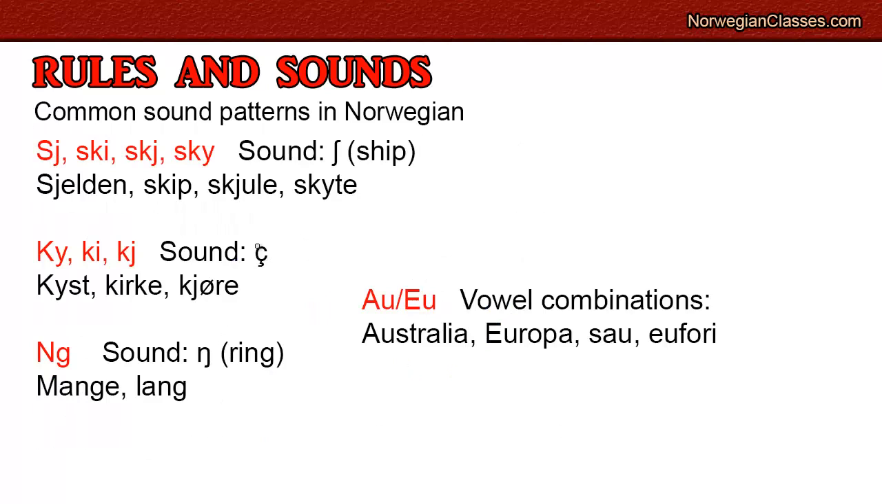If we just go to this part, which often causes problems, it's not that it causes problems, it's just that when you speak quickly or when you read a text, it's kind of easy to forget, sorry. And so if you see these letter combinations, SJ, SKE, SKJ, SKY, you get the sound SH, which is the same sound you have in English for ship.